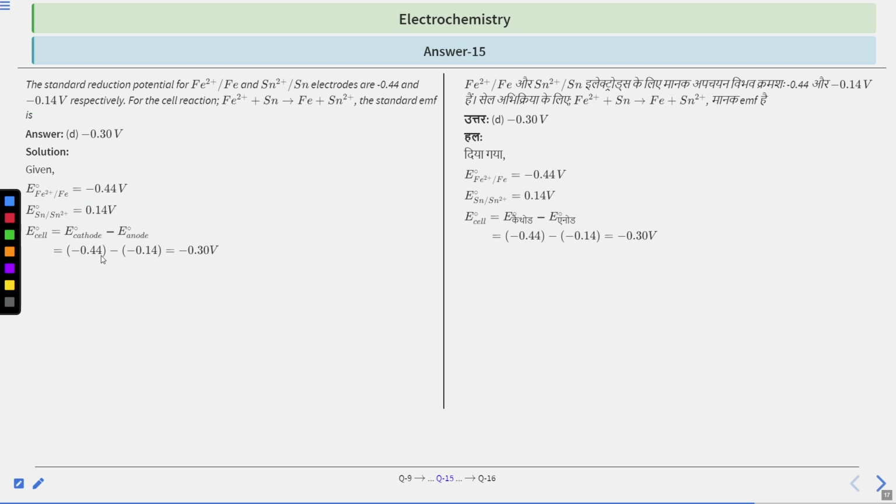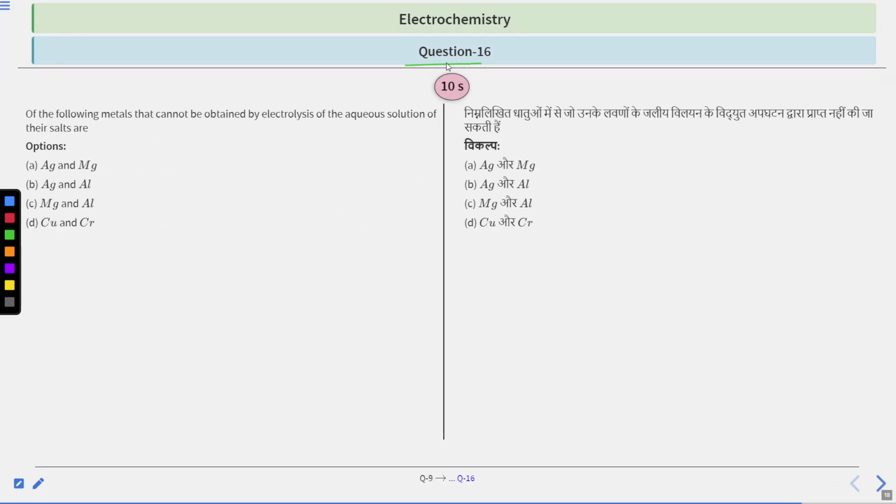Okay, let's move to the next question. Question number 16. Of the following, the metals that cannot be obtained by electrolysis of aqueous solution of their salts are. So if we do the electrolysis of the aqueous solution of the salts of these given elements in the options, which of the following metals cannot be obtained through this process? Options are silver and magnesium, silver and aluminium, magnesium and aluminium, copper and chromium. You have 10 seconds to solve this question. After that, we will see the answer.